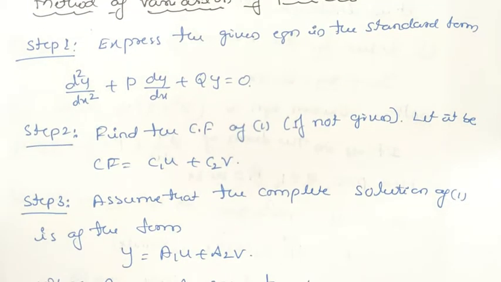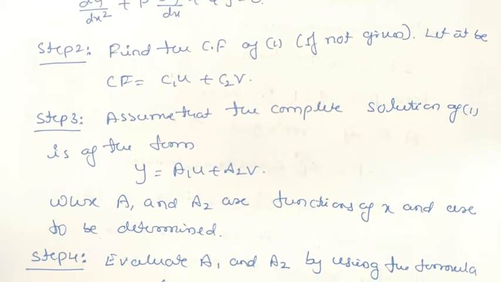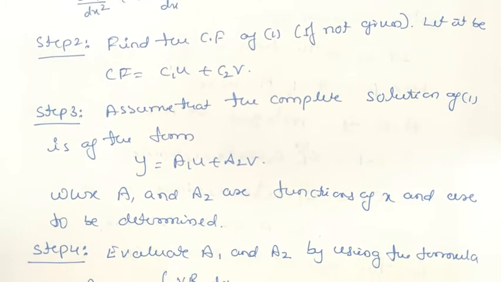Next, step 3 is assume that the complete solution of equation 1 is of the form y is equal to a1u plus a2v. That is, you just take the complementary function as the solution. The only difference is that in place of c1 you take a1, and in place of c2 you take a2. That is the solution you can take, where a1 and a2 are functions of x and are to be determined.